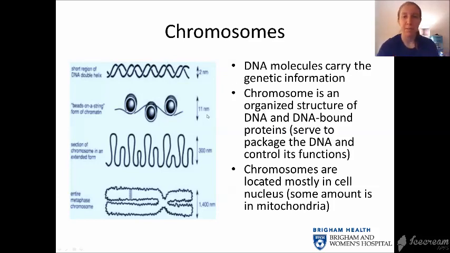The chromosome is basically DNA molecules carrying the genetic information. A chromosome is an organized structure of DNA, and DNA-bound proteins serve to package the DNA and control its function. Chromosomes are located mostly in the cell nucleus, and there's some amount in the mitochondria. This is the structure of it down here. This is what it looks like.